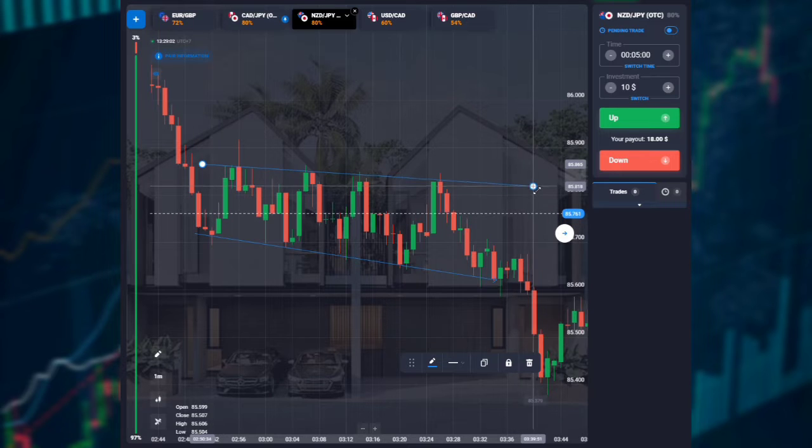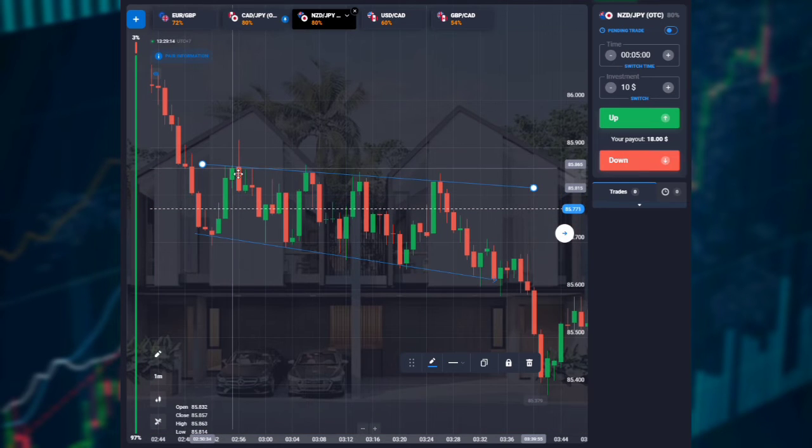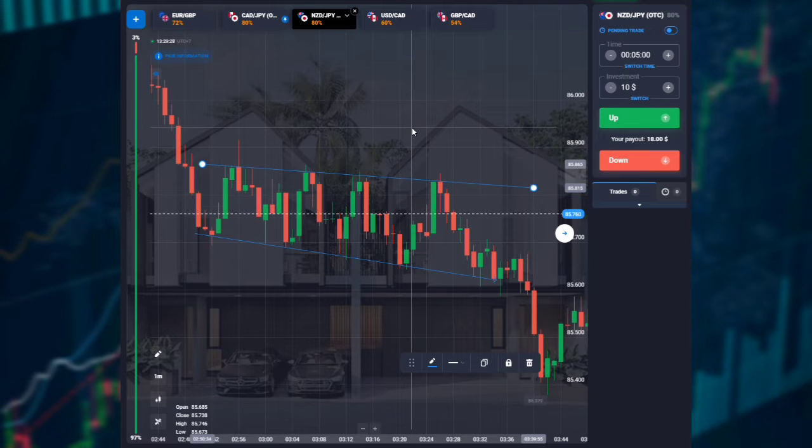You see that this chart will go up and then hit the resistance area, and if so, then I'm going to click down, and the chart will go down like this and hit the support area, and it will bounce up again, and that's when we click up. As simple as that.